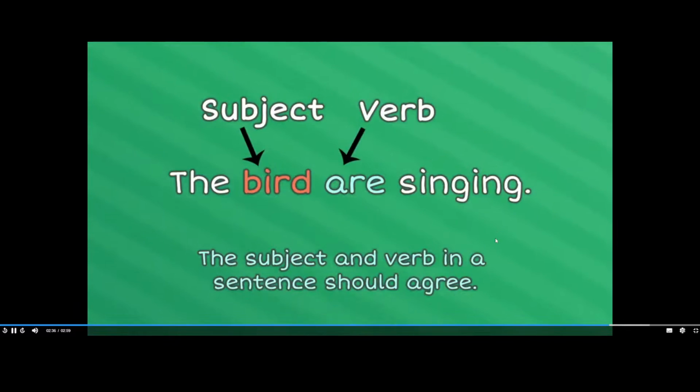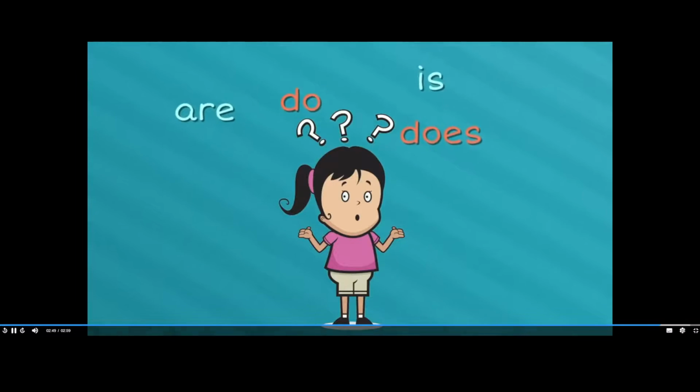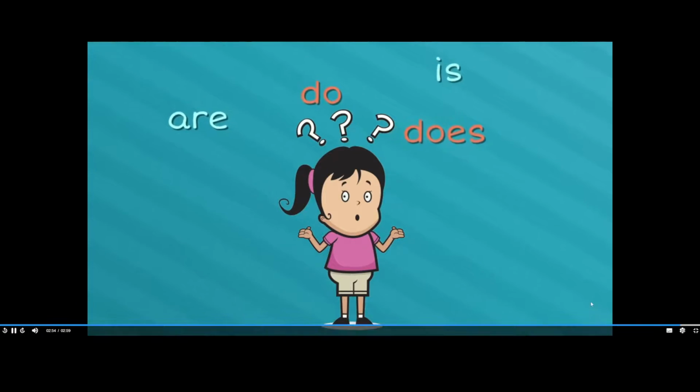The bird are singing. Is this a correct sentence? The bird, one bird only, are. It's a plural to be verb. So is it correct? No. The correct one is the bird is singing. That subject and verb don't agree. The bird is singing. Now they agree. Don't worry, this is a confusing topic. You'll have a lot of opportunity to practice this week.